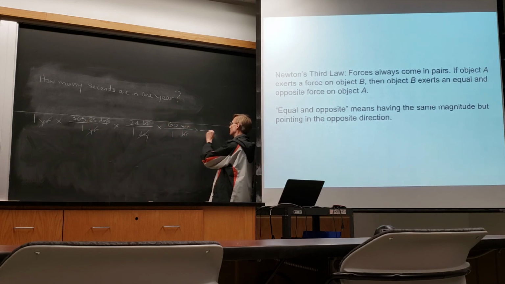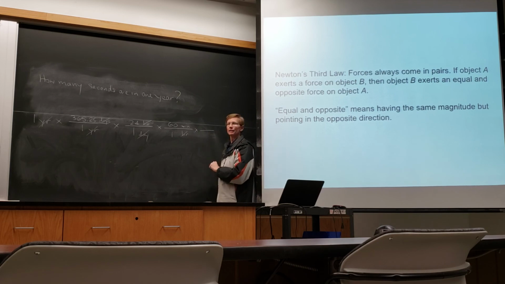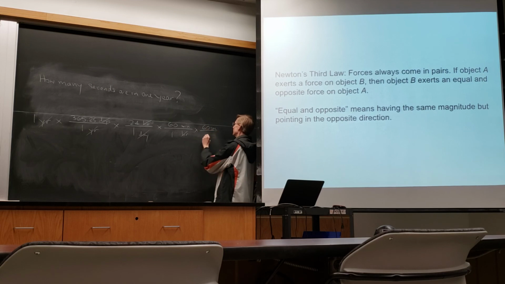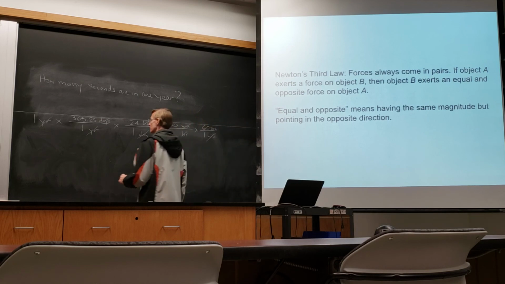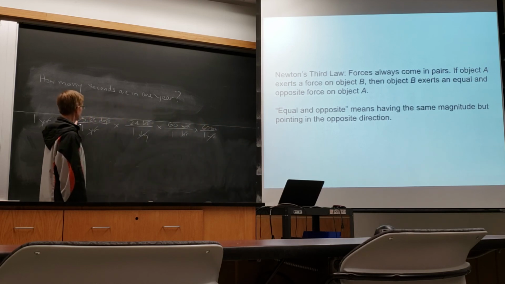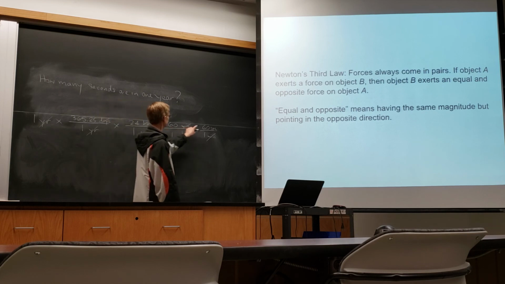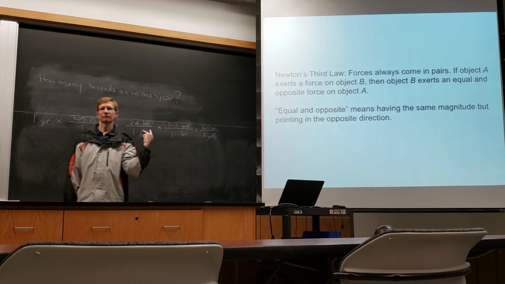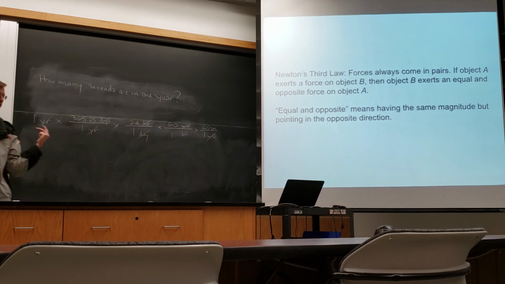One more step, and I'm going to multiply by, yeah, 60 seconds in 1 minute. Now the minutes cancel. And so the number of seconds in a year is 365.25 times 24 times 60 times 60. And this is a systematic way to do that conversion.